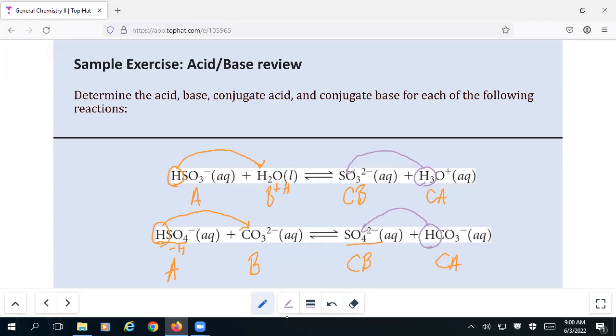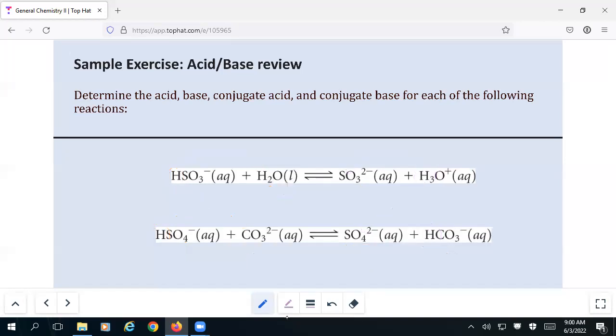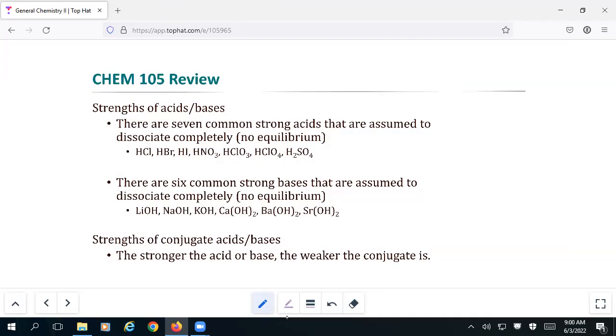All right, any questions about Bronsted theory, conjugate acid-base concepts? Okay, so let's continue our review then. Let's talk about acids and bases.